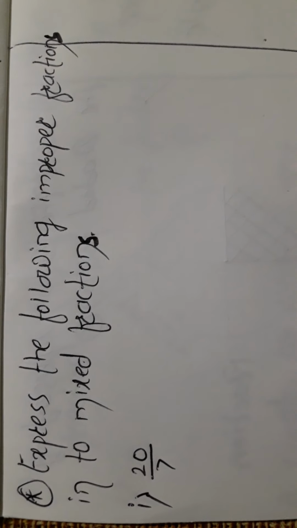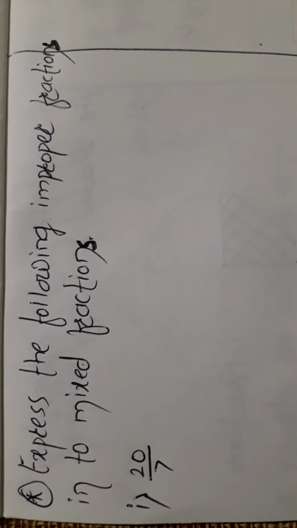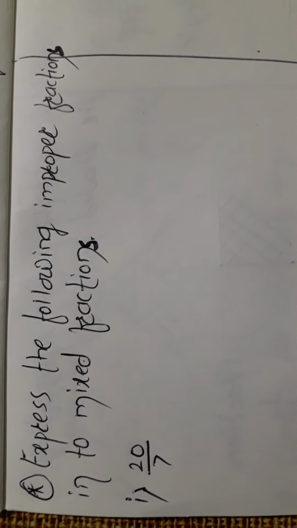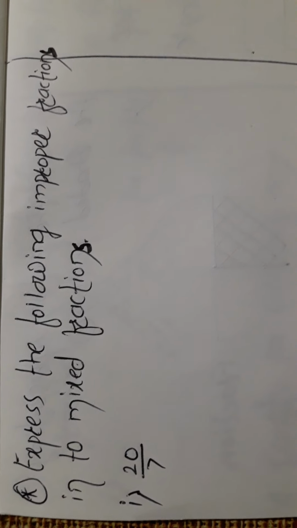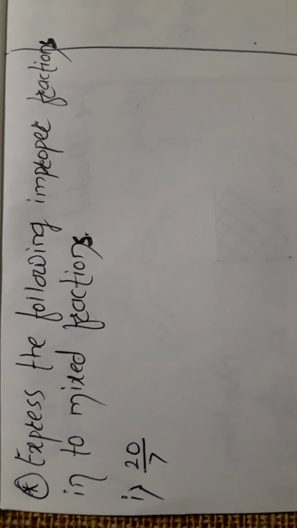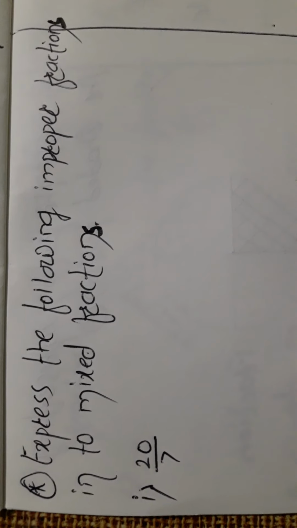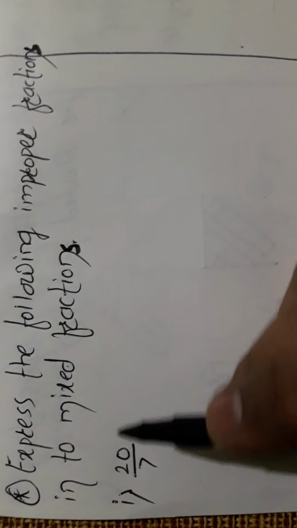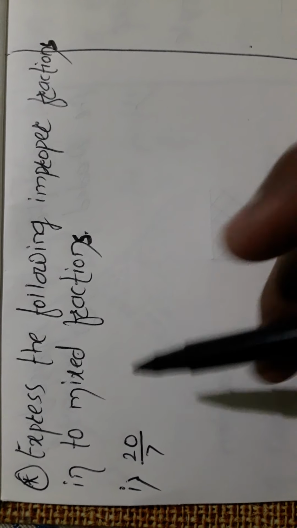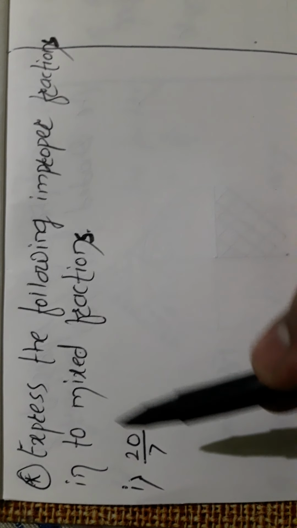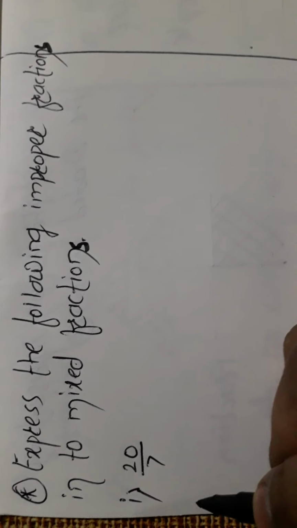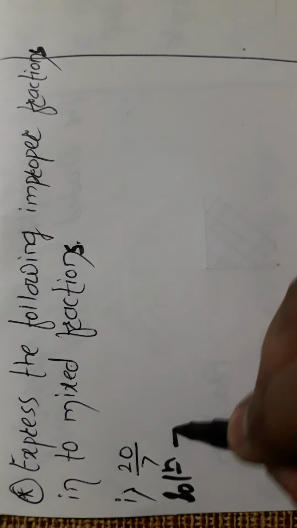For that purpose I had given one formula also. The formula is: quotient and remainder upon divisor. I will show you some examples once again. Look here: 20 upon 7, this is one improper fraction. We are going to convert that improper fraction into mixed fraction form. How to start? Solution.